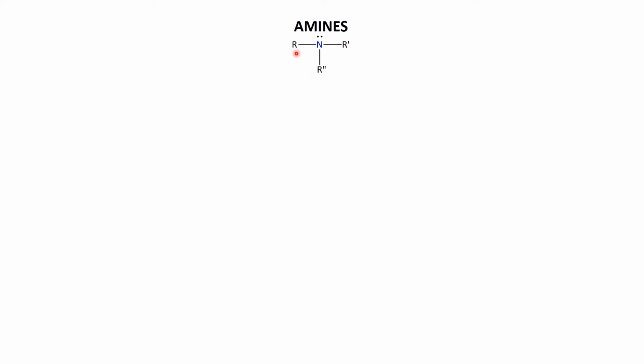If you've got anything fancy in R, if it's an OH or a C double bond O and so on, then it's a different type of compound. We don't call it an amine.